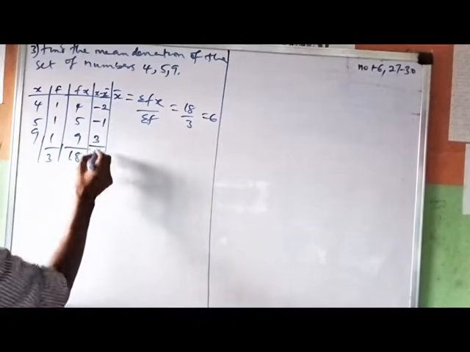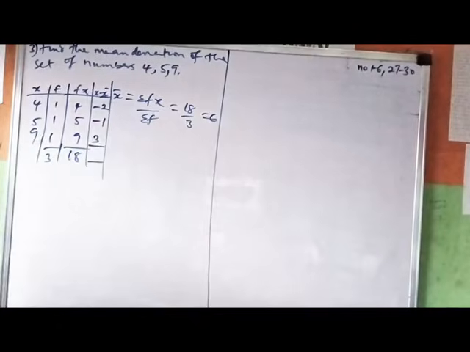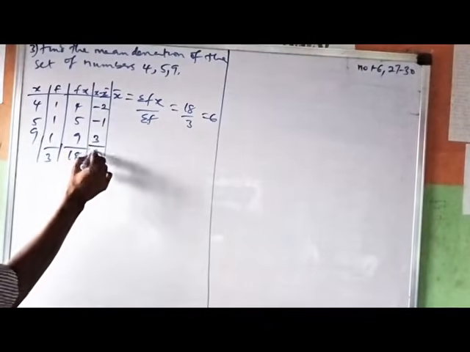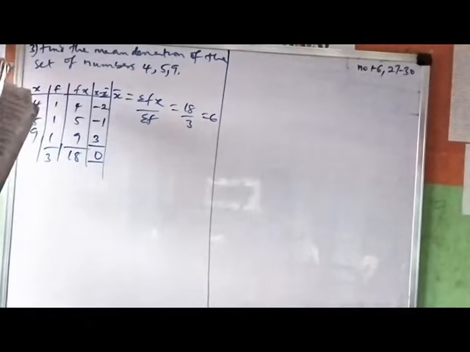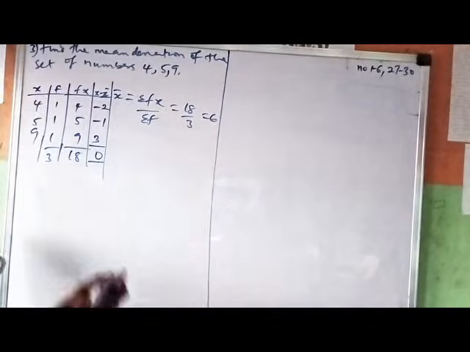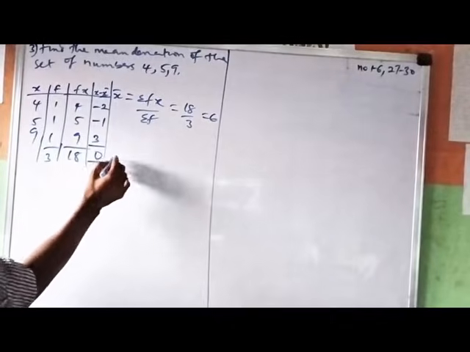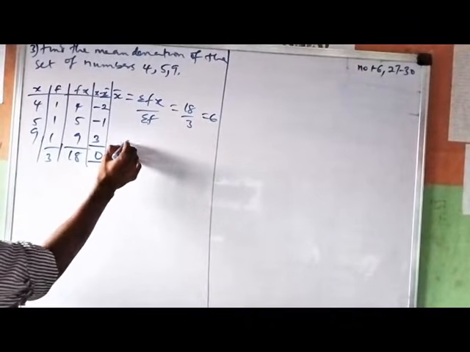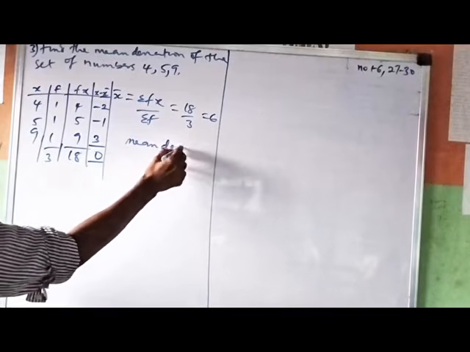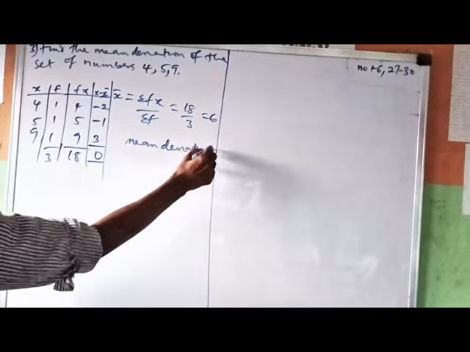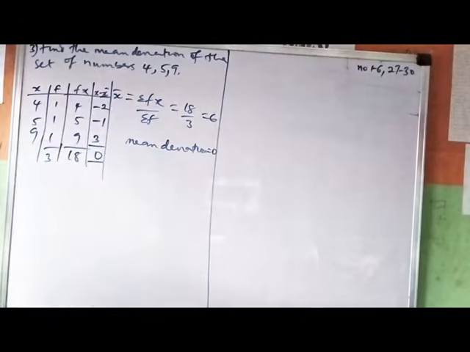So the summation is what? Minus 2 minus 1 is minus 3, plus 3. The answer is 0. So the answer is 0, option A. So the answer to this question, the mean deviation, is 0. That is the addition of what you have here.